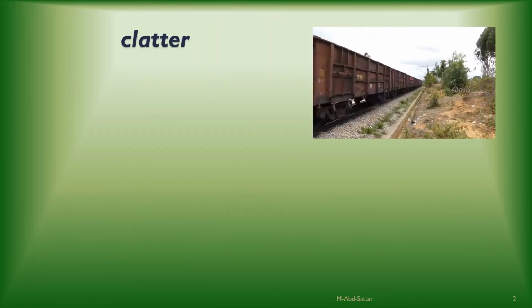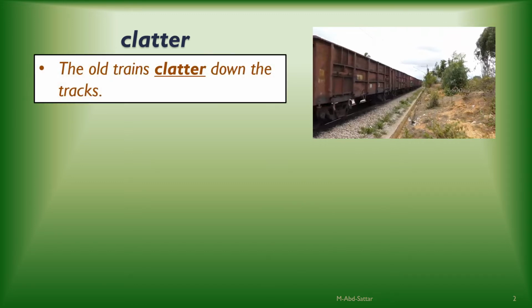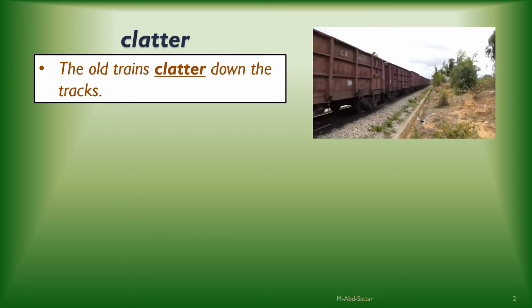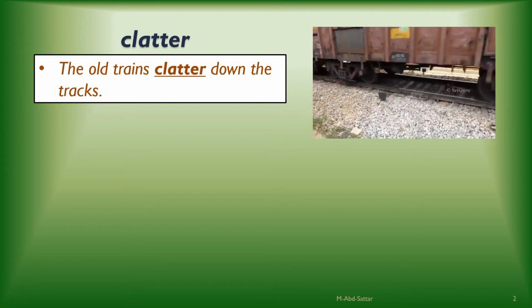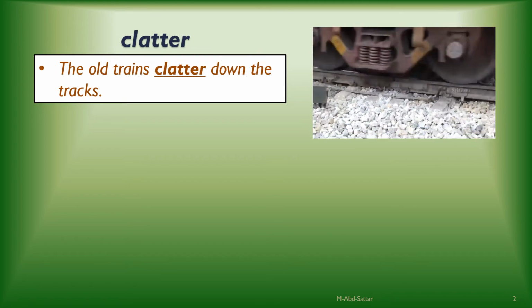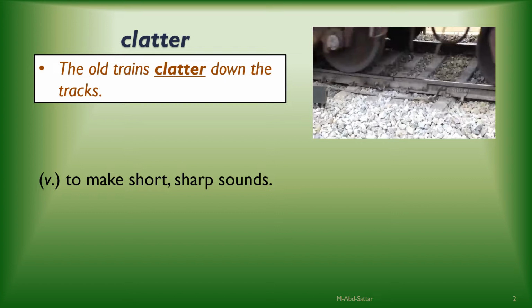The first word we have today is clatter. Example: the old trains clatter down the tracks. Yes, a train in the past used to make a noisy sound like this. So the word means to make short, sharp sounds like that one produced by the train.